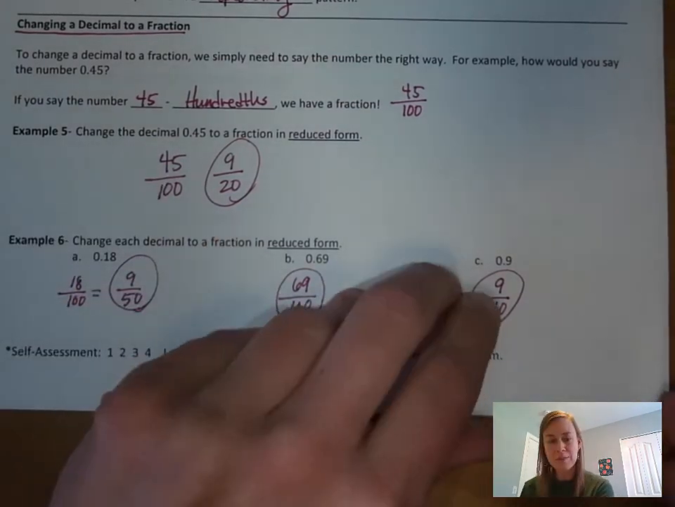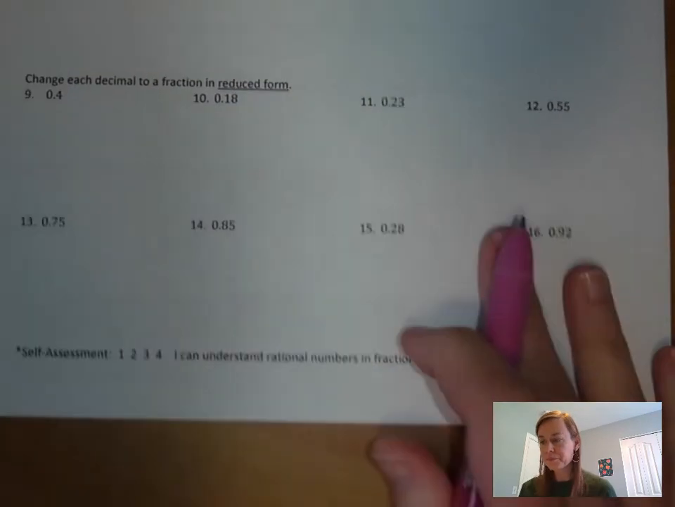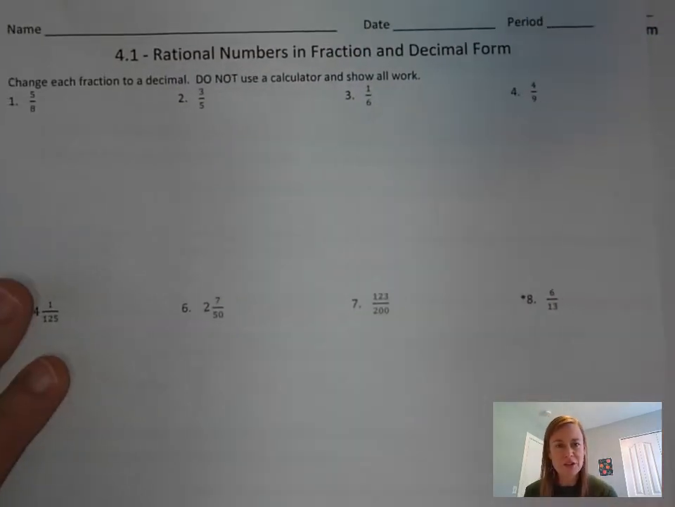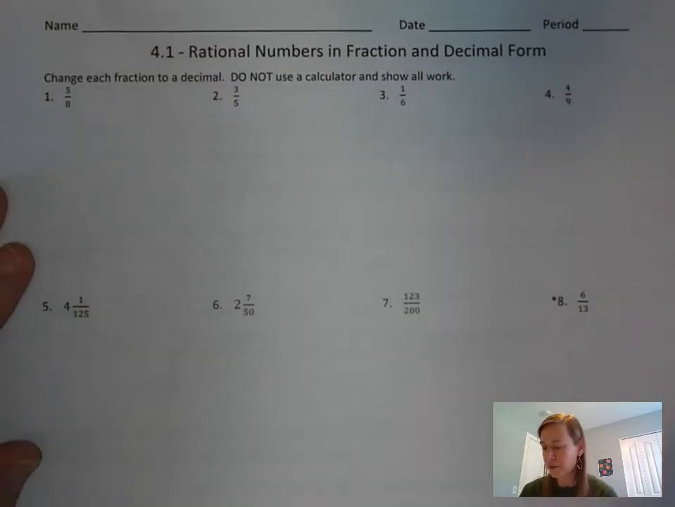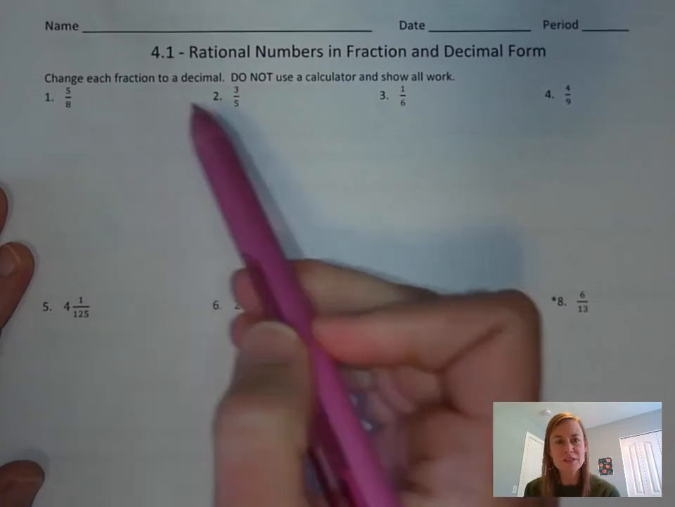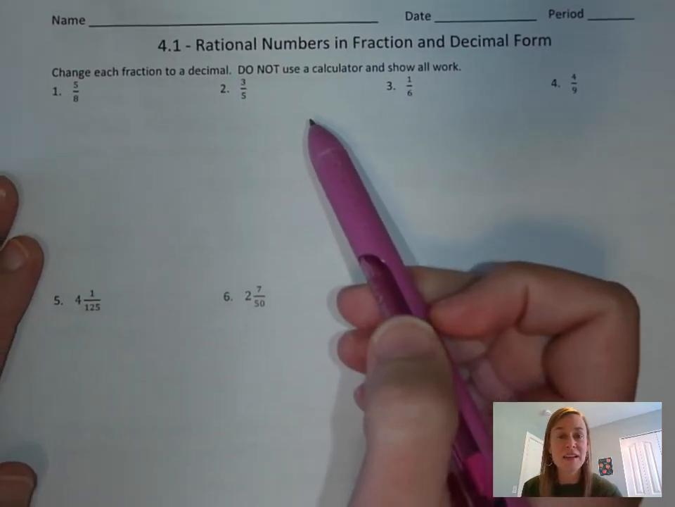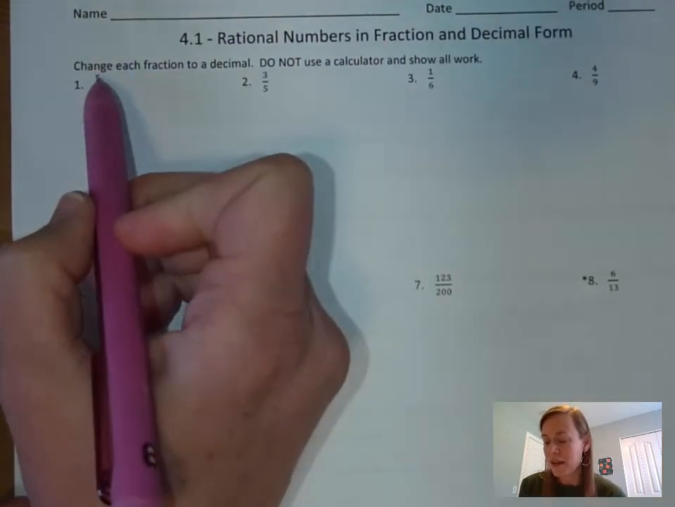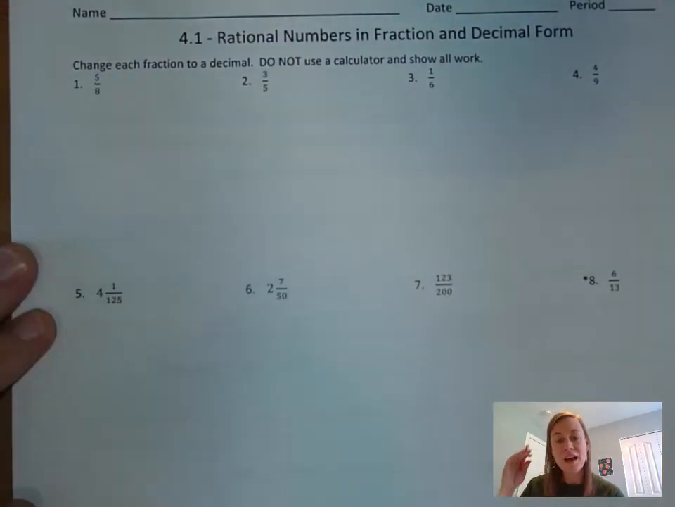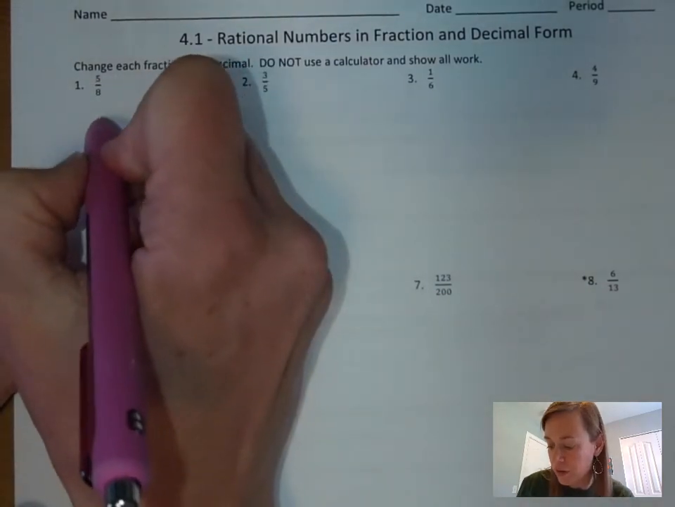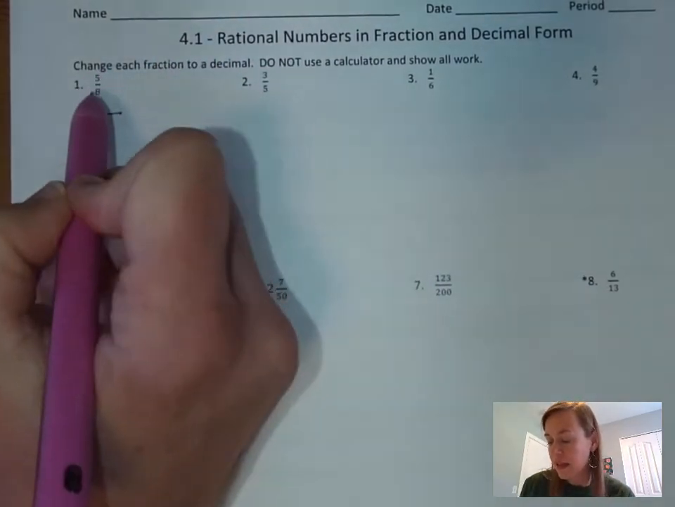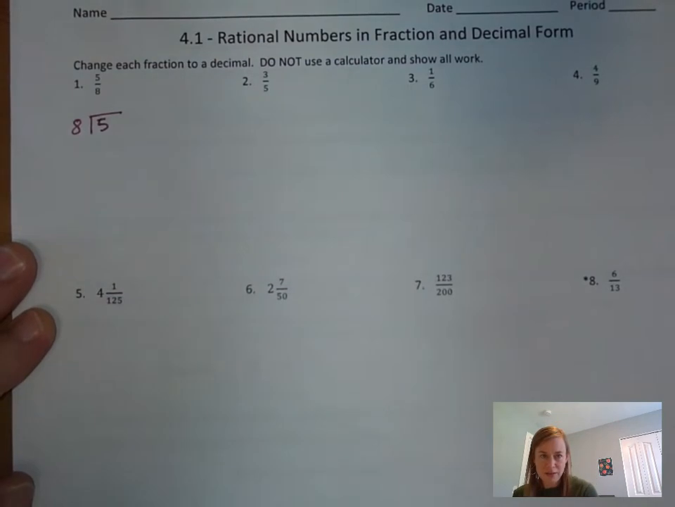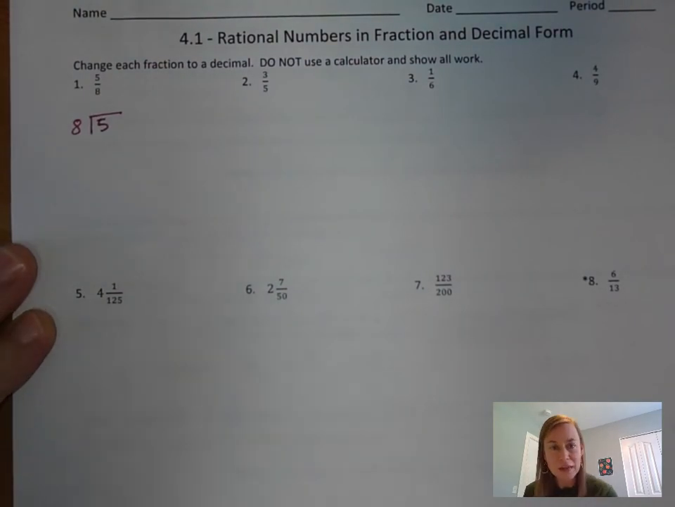Let's go ahead and take a quick peek at your assignment. So here it is, rational numbers in fraction and decimal form. So here you're going to start with fractions and you're going to go to a decimal. Don't use a calculator and show all of your work. So if you just keep in mind, it's always 5 divided by 8. So top number divided by bottom number. That means the top number is going to go inside the little symbol, and the bottom number is going to go outside of it. And if you divide it that way, you should be good.